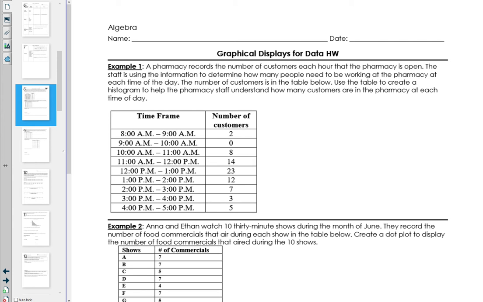Example 1, a pharmacy records the number of customers each hour that the pharmacy is open. The staff is using the information to determine how many people need to be working at the pharmacy each time of the day. The number of customers is in the table below. Use the table to create a histogram. Okay, so we want a bar graph here.